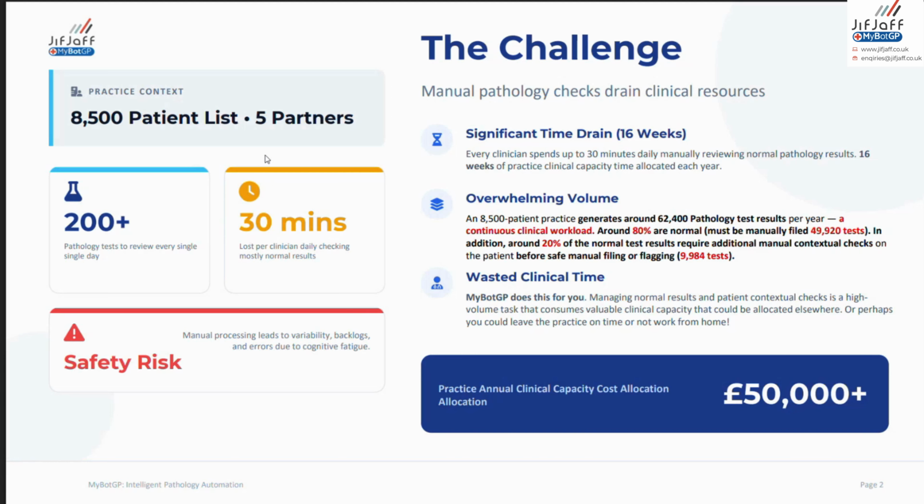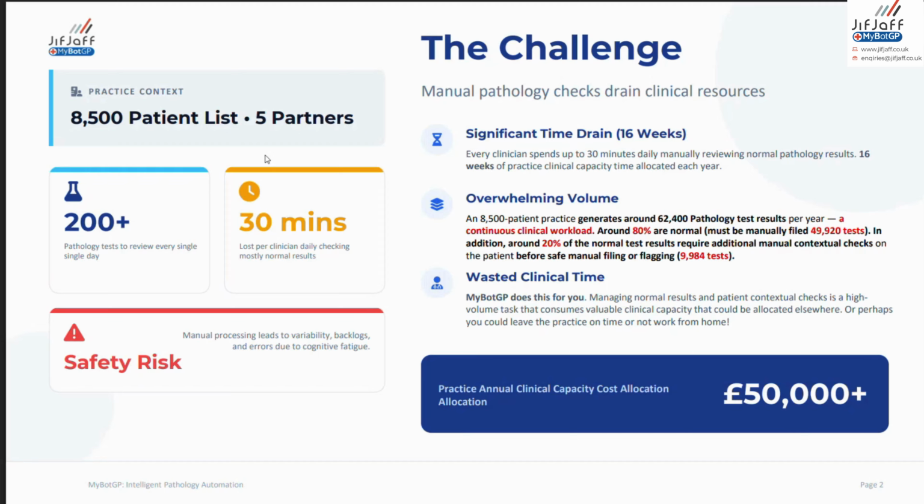So what that means is from the 80% of that 62,500, which is about 50,000 tests for an 8,500 list, around 20% of those normals require additional manual contextual checks on the patient before safe filing or flagging. So what do we mean by that? Well, the team are physically filing normal tests that do not require further investigation, and physically running patient contextual checks on thousands and thousands of tests a year to look for percentage increases, decreases, health conditions, medications, superseding lab ranges to determine whether that patient requires further exploratory work.